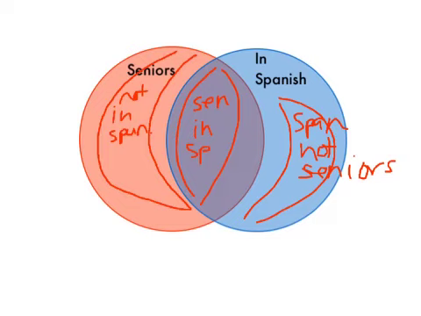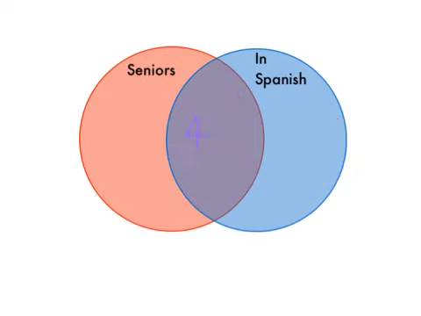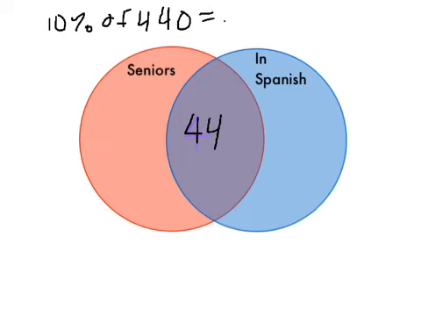Well, from the previous information, we know that there are 440 seniors and 10% of them are in Spanish, so we would put a 44 here because that's 10%. 10% of the 440 seniors is 0.1 times 440, which is 44. That's where I got that from.